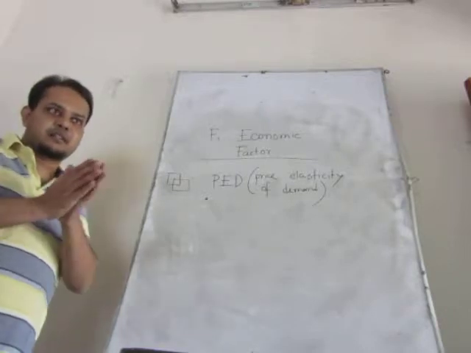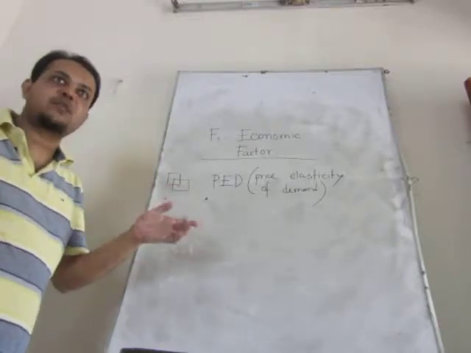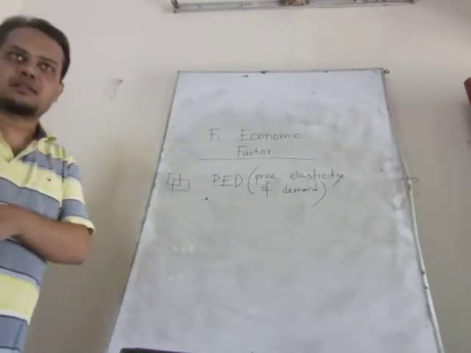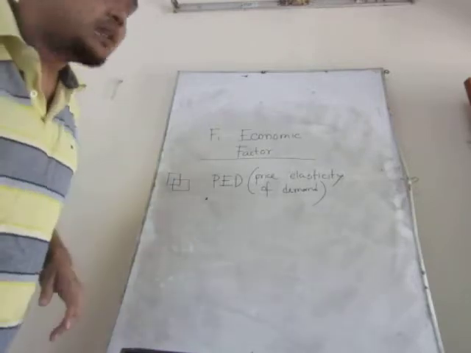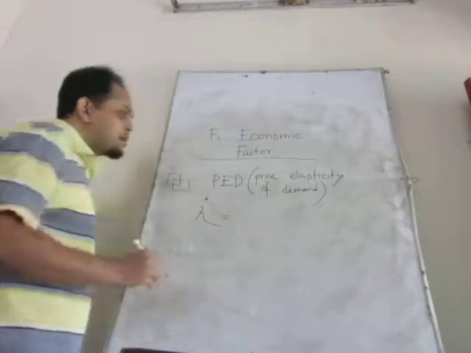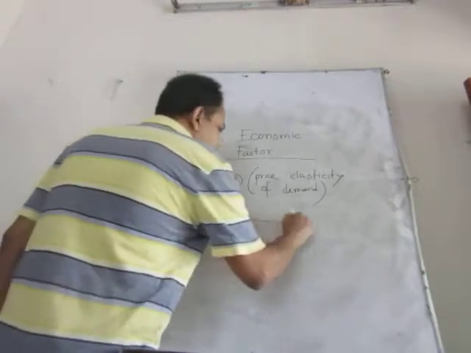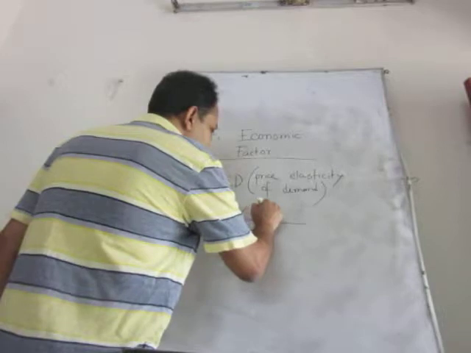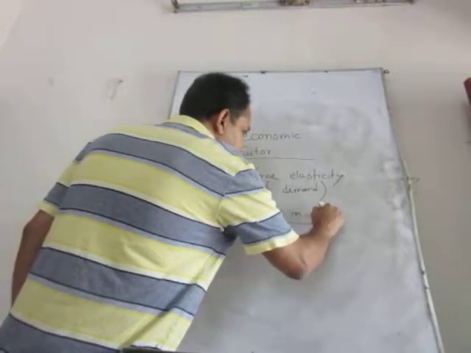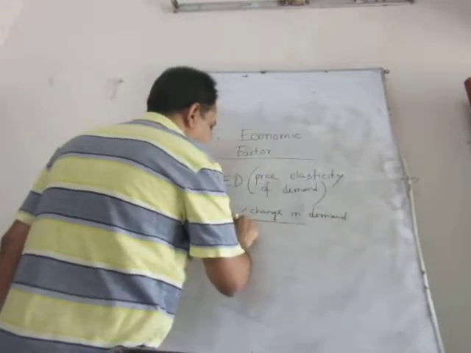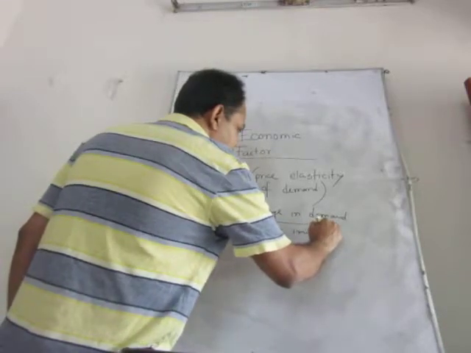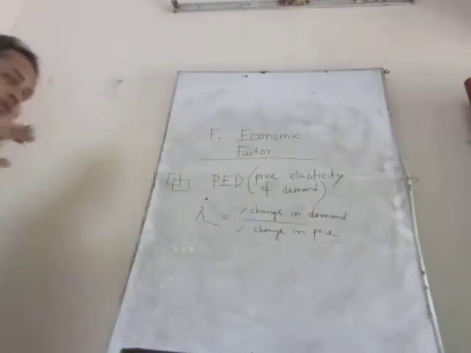Clear? If the product is hugely responsive, then we can say something. Or if the product is less responsive, then we will say some other things. So that is PED. PED is represented by this lambda. How can we measure this lambda? It is the percentage change in demand divided by the percentage change in price.